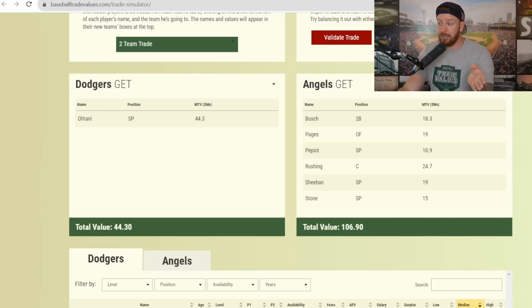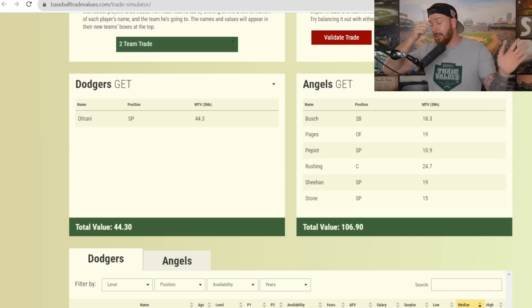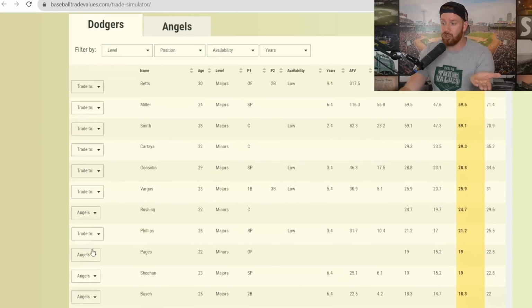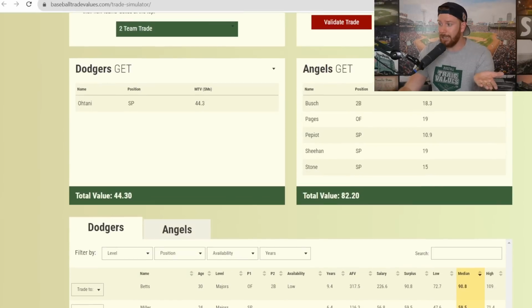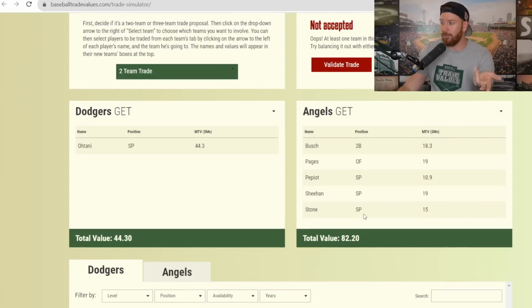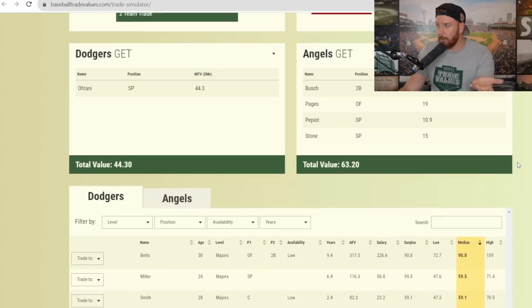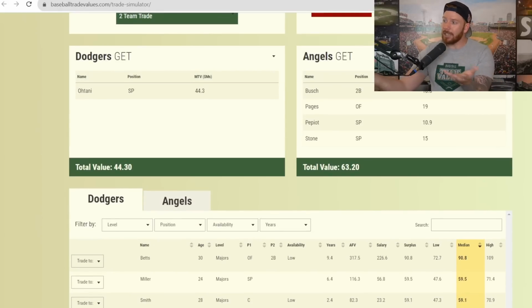This is crazy to me. This one is so bad. Could you take a couple of guys out of here? Sure, take Rushing out of this since you say they don't need a catcher. But you're still pretty far away. Let's take out one of the pitchers. Let's take out Sheehan, who is a major league guy. I would think the Dodgers would maybe want to hang on to him. So here you're getting a little closer.